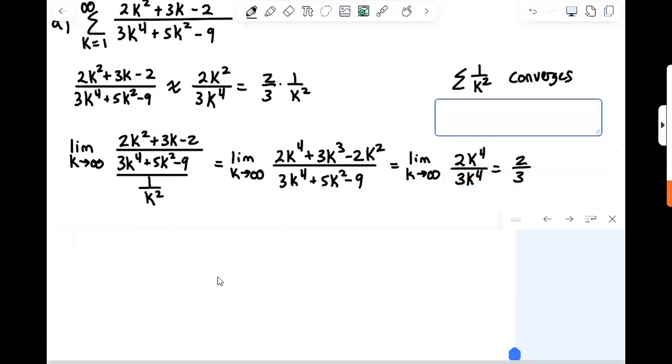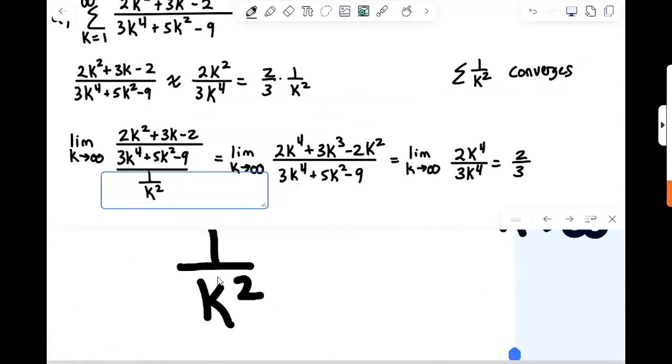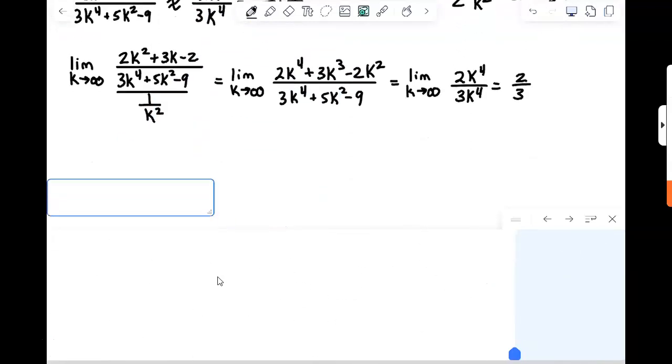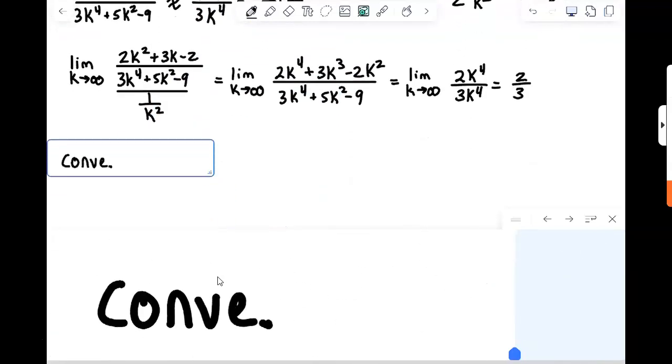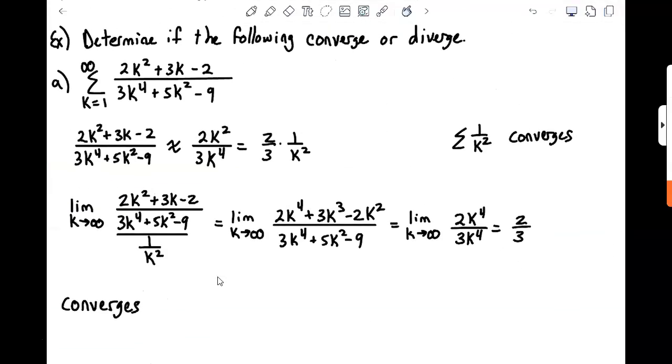Since the limit is a constant, they either both converge or they both diverge. Since 1 over k squared, the b sequence, does converge, we know that our series converges as well. That's really the power of the limit comparison test. We can look at it and see roughly what it is: a 1 over k squared series. Since that one converges, we check what happens to see whether our series converges or diverges.